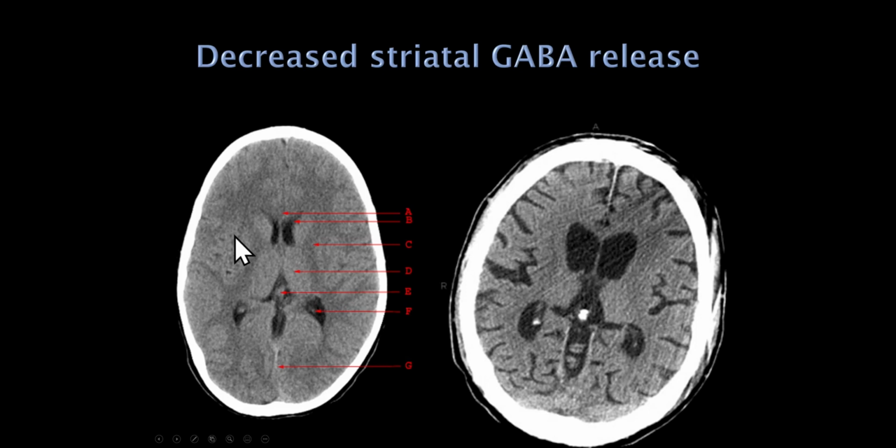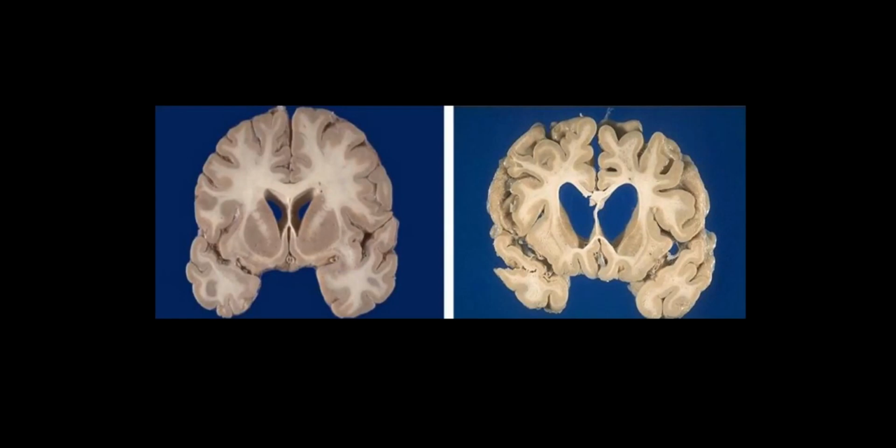So I have decreased GABA there. That's an inhibitory neurotransmitter, and therefore we get a hyperkinetic movement disorder. And here at autopsy, we've got a healthy caudate, putamen. And here you can see a very small caudate over here with hydrocephalus ex vacuo and generalized atrophy.